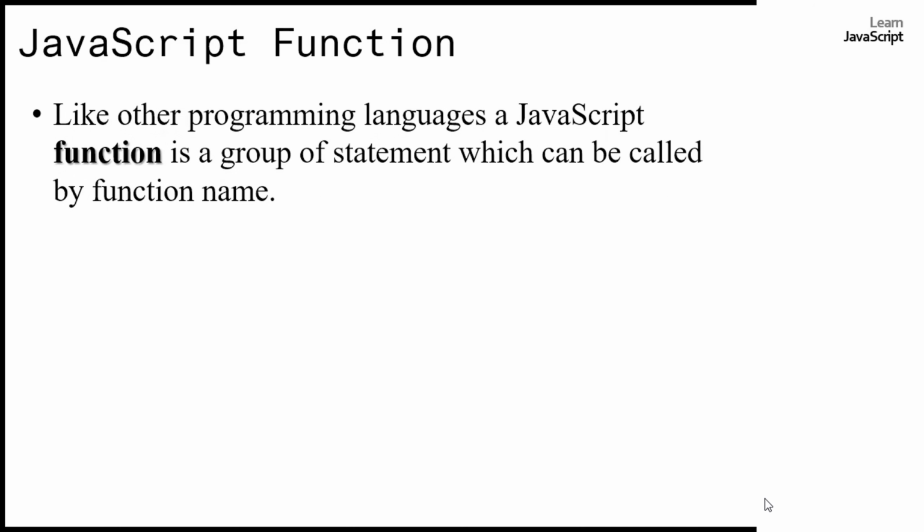Like other programming languages, a JavaScript function is a group of statements which can be called by a function name. So the calling is equivalent to other languages. There will be a name given to the function, and we will call that function by its name. Like other programming languages, the function is for code reusability.